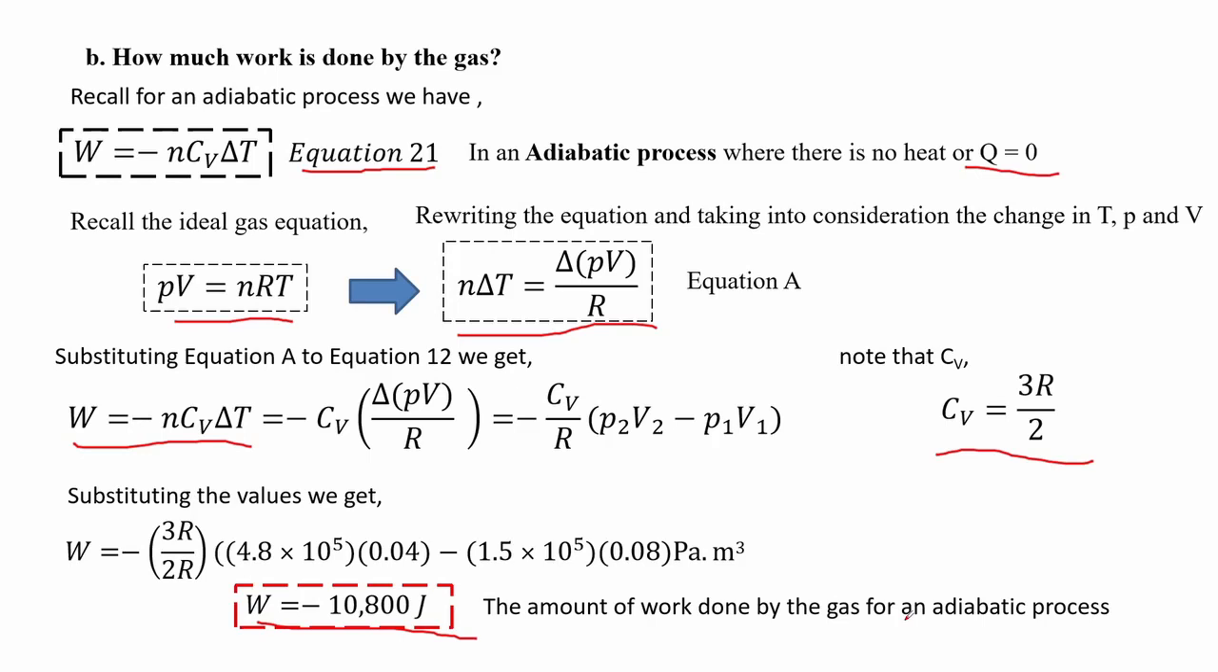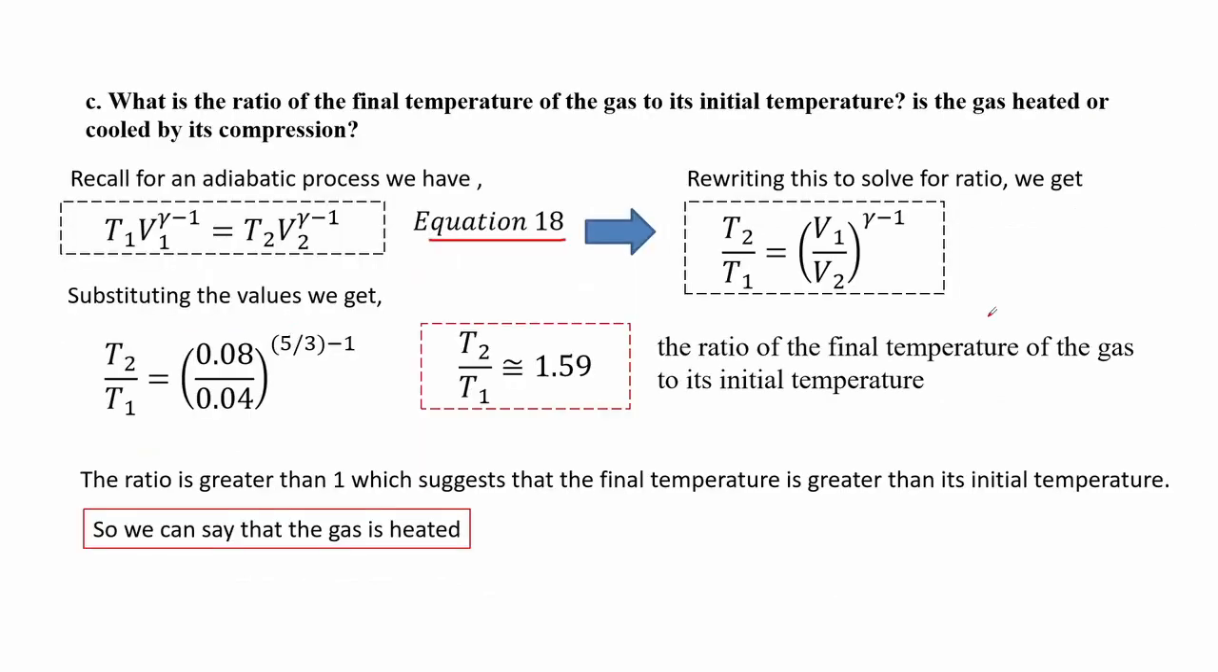For letter C, what is the ratio of the final temperature of the gas to its initial temperature? Is the gas heated or cooled by its compression? Recall for an adiabatic process, the relationship between temperature and volume is given in equation 18. Rewriting this we get the ratio of the temperatures. Substituting the values we get that the ratio is about 1.59. To answer the question of whether the gas is heated or cooled by the compression, the ratio is greater than 1, which suggests that the final temperature is higher, which we can say that the gas is heated.